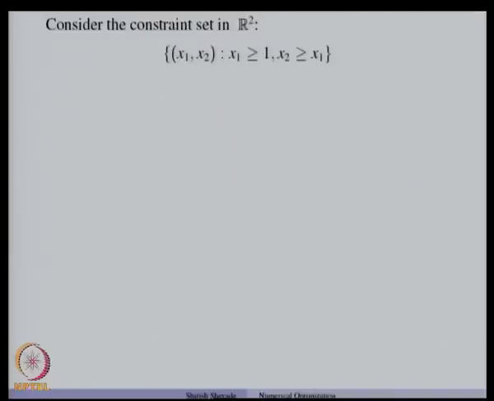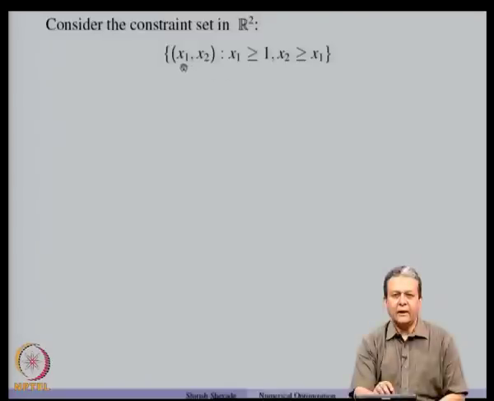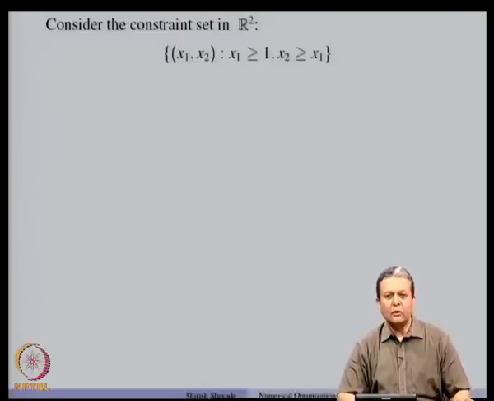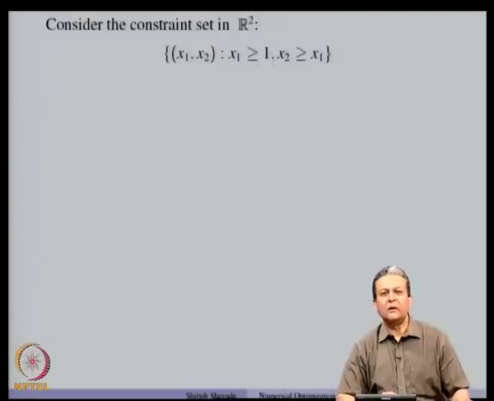Let us take another example. So, here is another constraint set formed by x1 x2 such that x1 is greater than or equal to 1 and x2 greater than or equal to 1. Now, note that there are no non-negativity constraints on x1 and x2, but as we will see from the example, those constraints would have been redundant. So, even if those constraints were there, they would have been redundant.